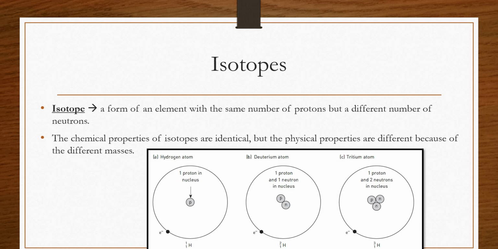Cool. So an isotope is a form of element with the same number of protons but a different number of neutrons. Has anyone ever heard of heavy water before?